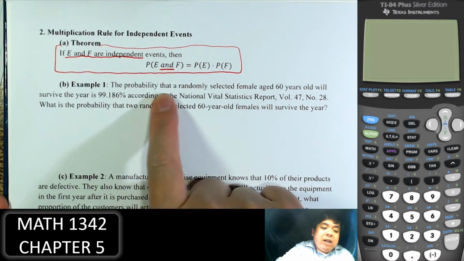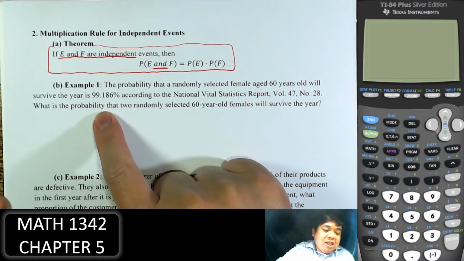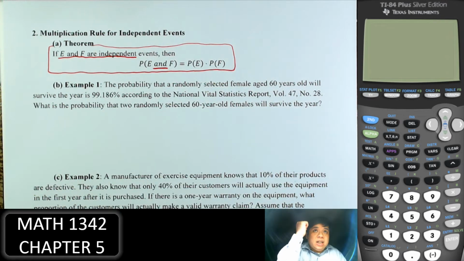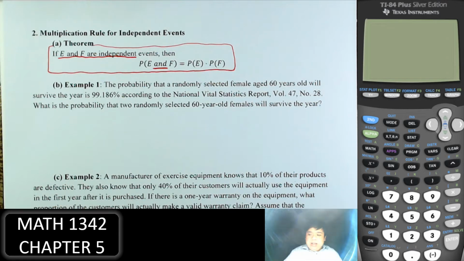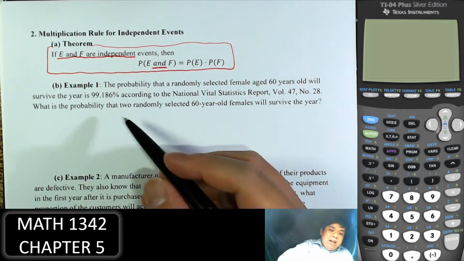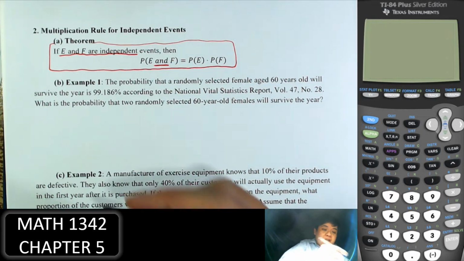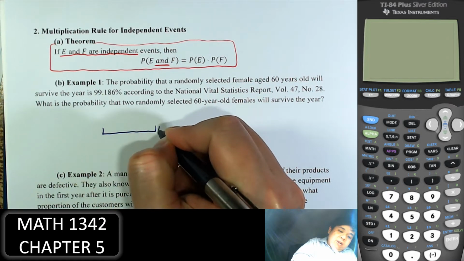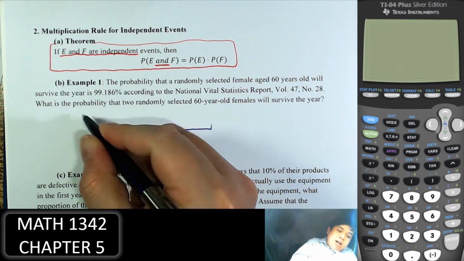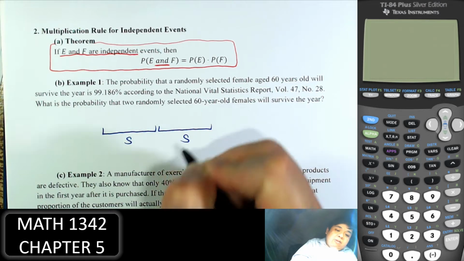Now, the probability that a randomly selected female aged 60 years old will survive the year is 99.186%. What is the probability that two randomly selected 60-year-old females will survive the year? So rather than draw the tree diagram where we said a female survives a year and does not survive a year, and then the second survives, does not survive, we can just draw a slot. So let's say they survive for the first woman and survive for the second one.